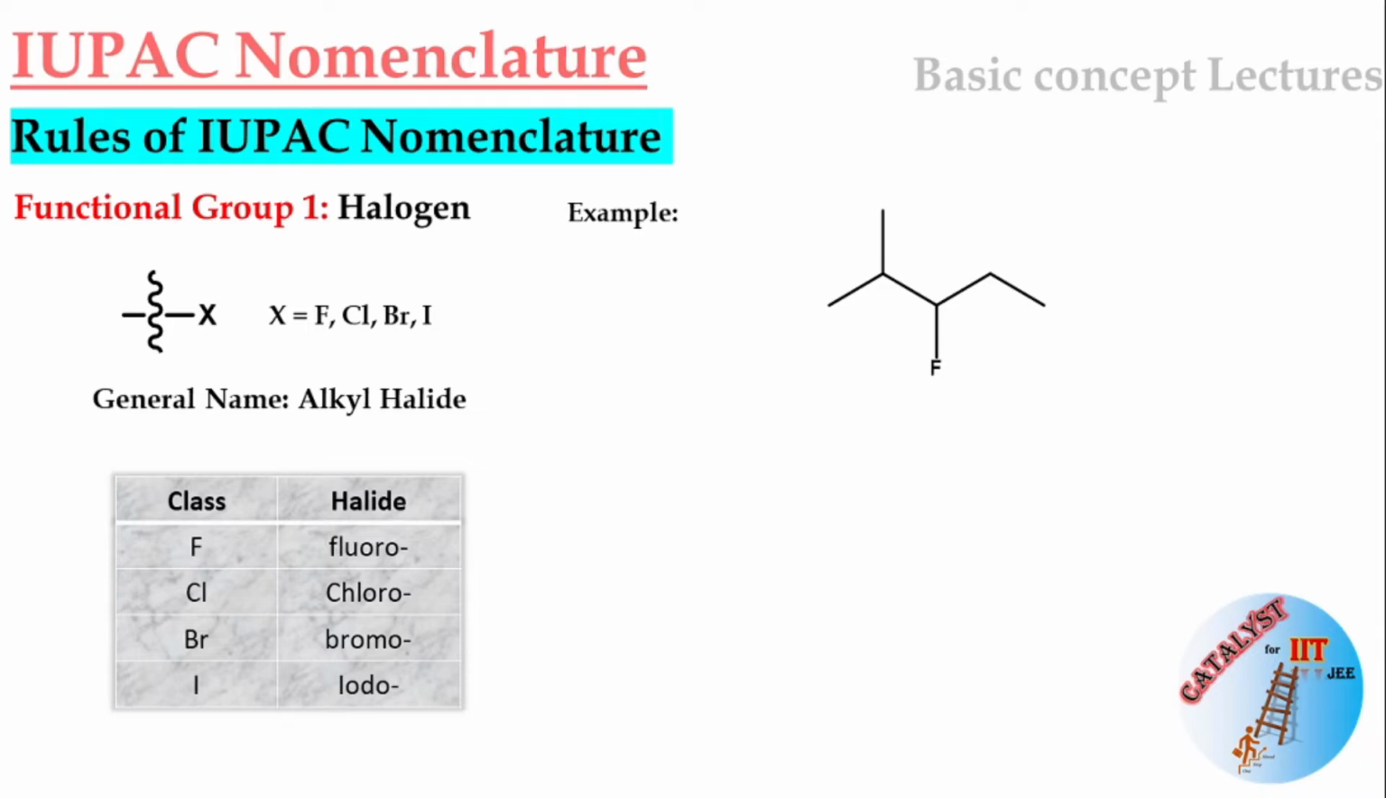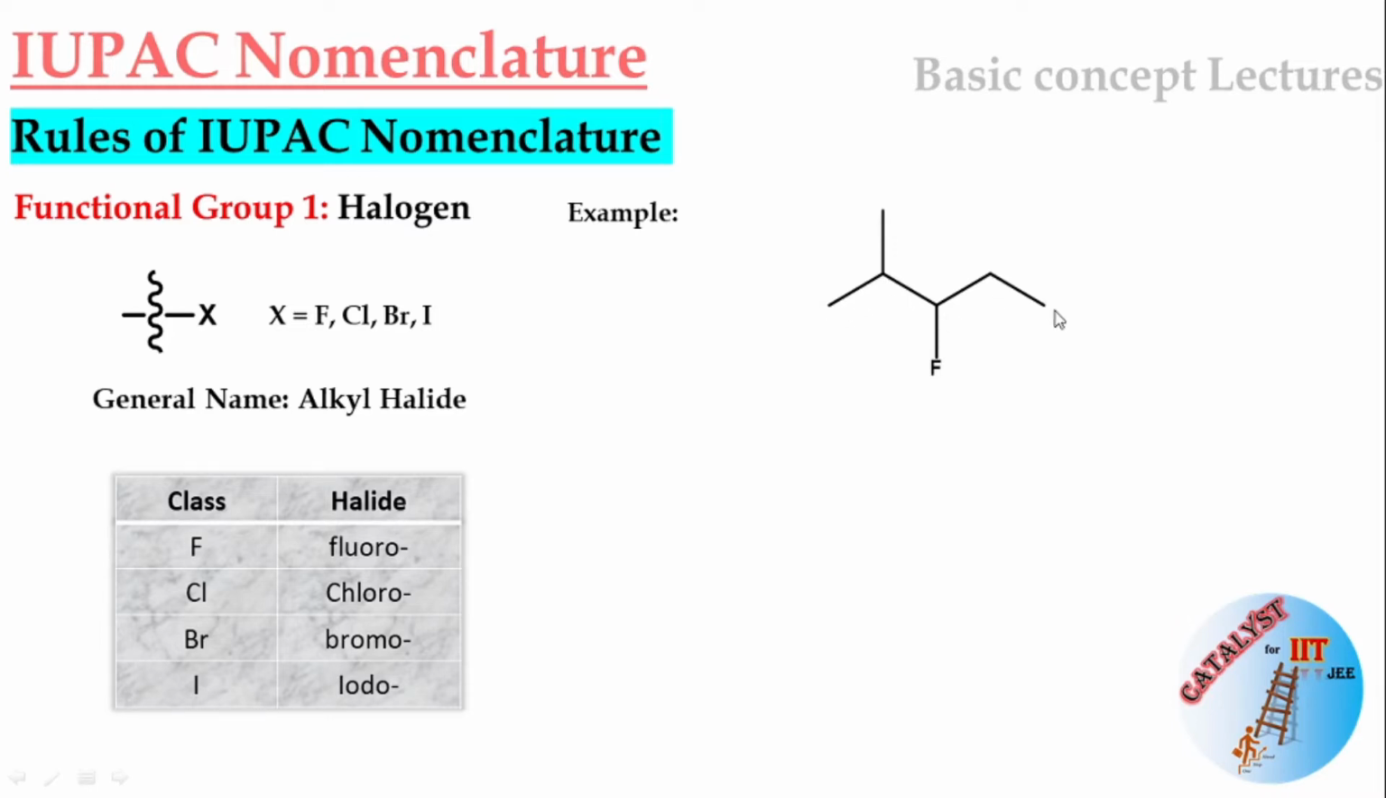Now, first of all, you have to understand how to select the parent chain. We know that the parent chain should contain all the substituents and your functional group, and according to the rule, you have to give the least possible number to your functional group as well as the substituent. So there are basically two ways to start numbering the parent chain: from this side to this side, as well as from this side to this side.